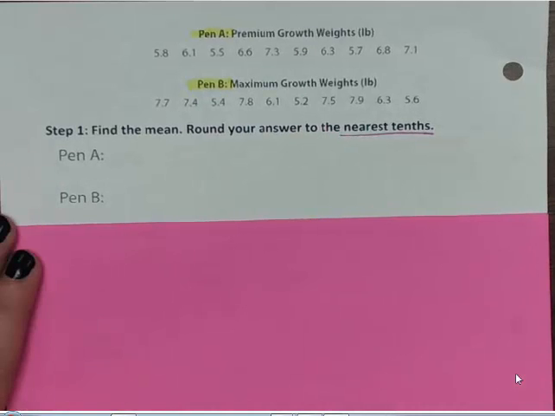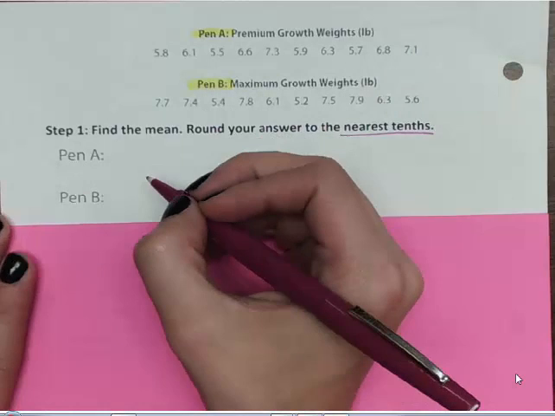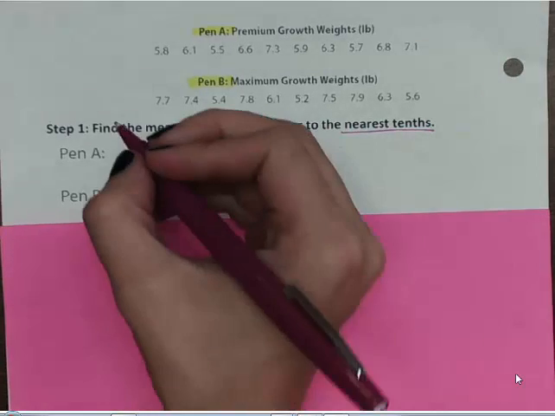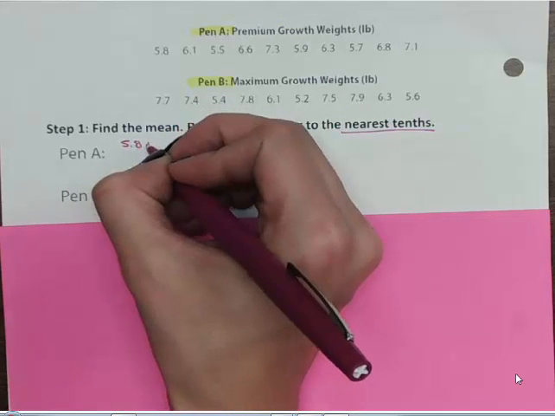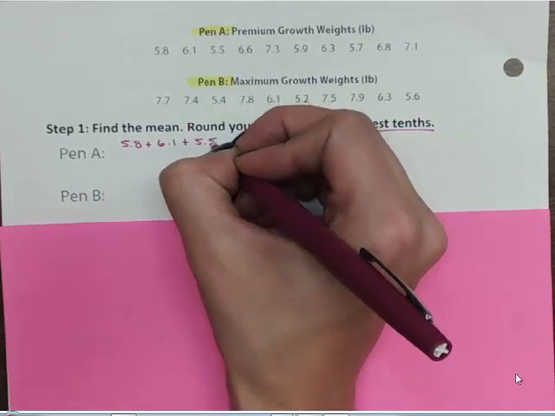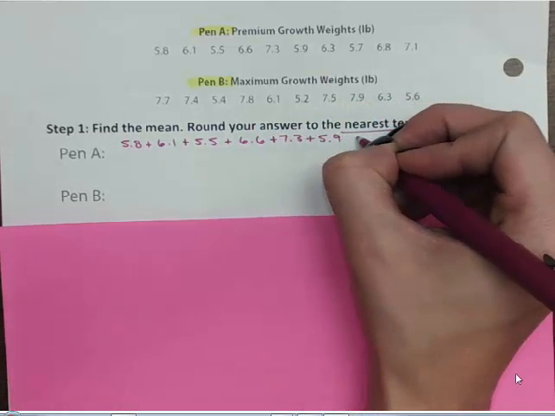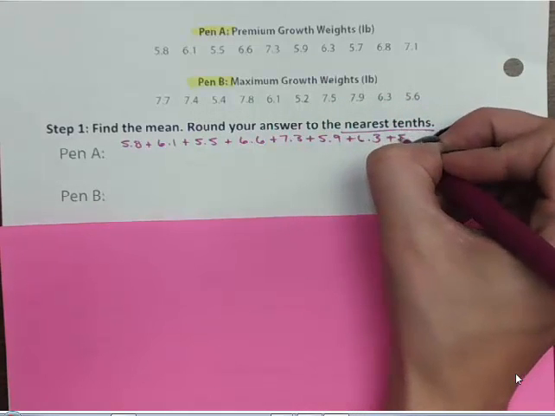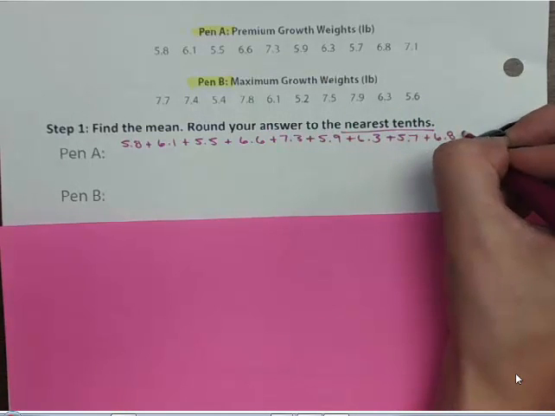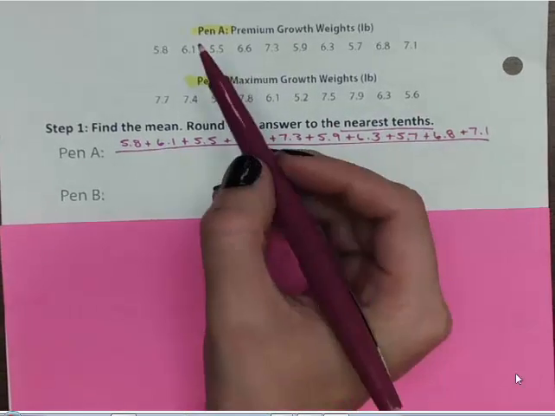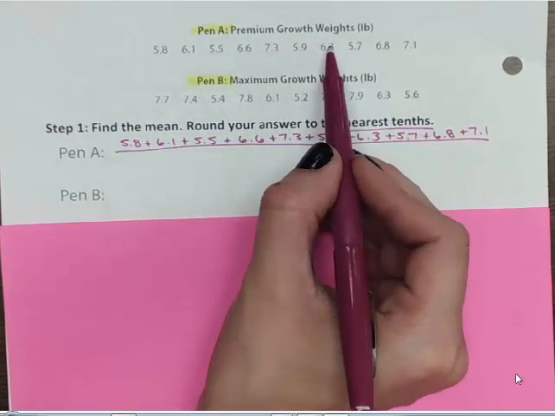So not whole number, we're rounding to the nearest tenth. To find the mean, I need to add up all my data values and divide by the number. So go ahead and take a second to do the mean for both, and then pause it and check with mine when you're done. Okay, you should have added for pen A 5.8 plus 6.1 plus 5.5 plus 6.6 plus 7.3 plus 5.9 plus 6.3 plus 5.7 plus 6.8 plus 7.1.